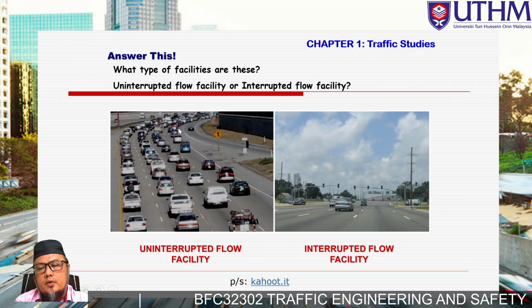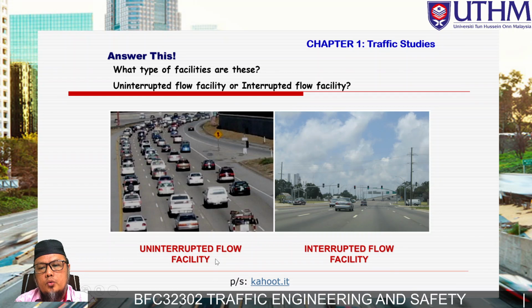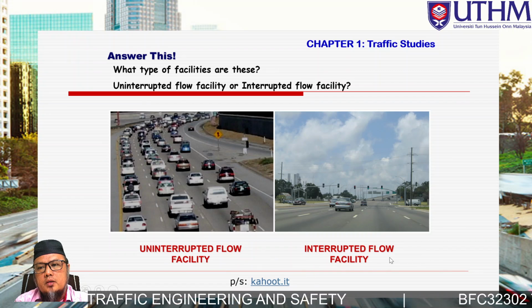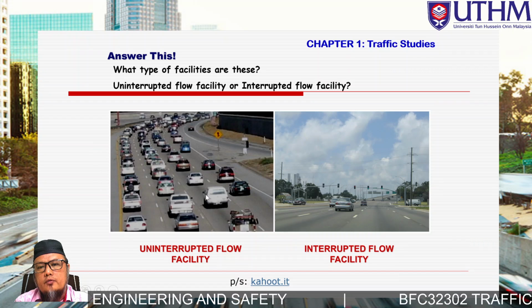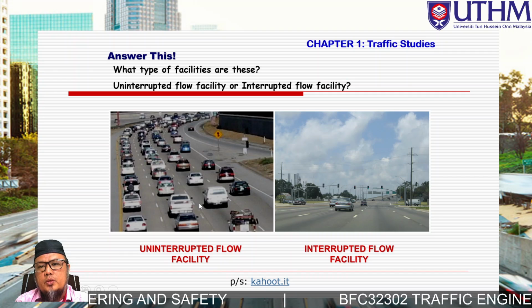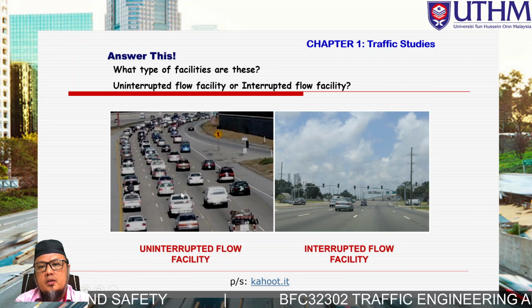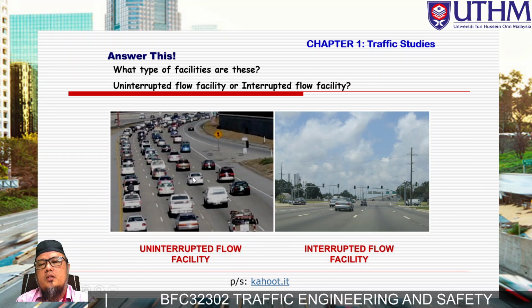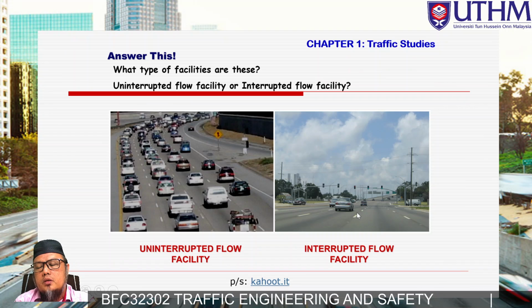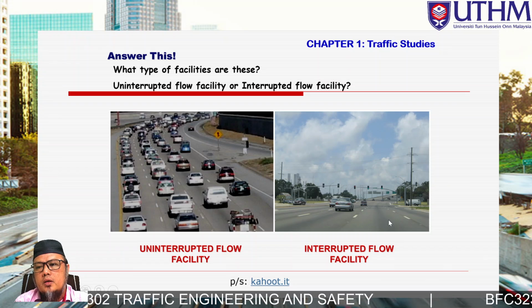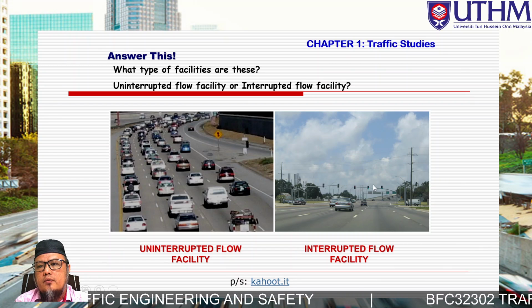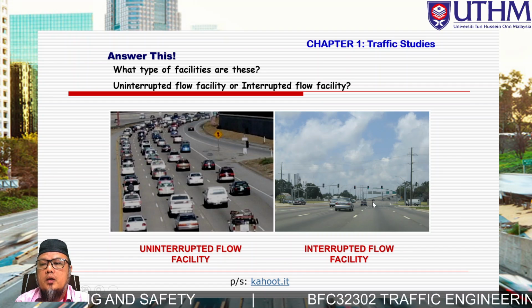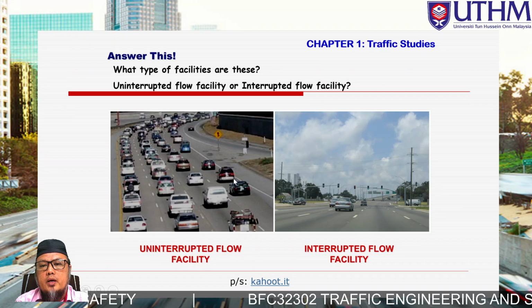The left picture represents uninterrupted flow, whereas the right picture represents interrupted flow. Why is this? Don't be fooled by the amount of traffic here. The traffic does not determine uninterrupted flow. As long as the facility is designed for uninterrupted flow, this is uninterrupted flow. Whereas in this picture, we notice less traffic, but the flow is disturbed by elements such as traffic signals, intersections, or many other facilities that interrupt the flow itself. So don't get fooled by the picture.